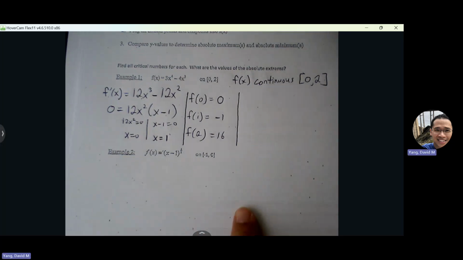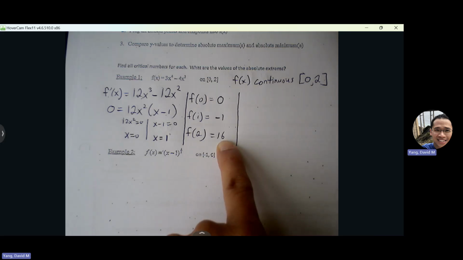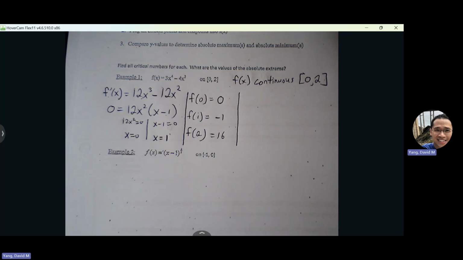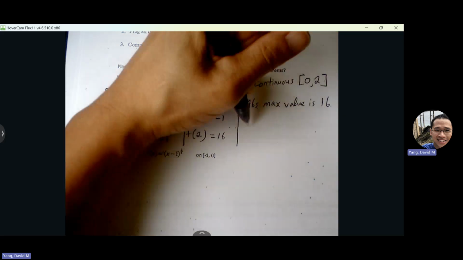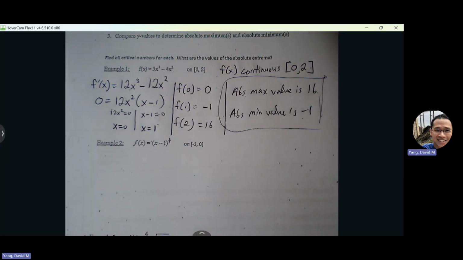What's the highest y value that you see? That's my absolute max. Lowest y value, -1, that's my absolute min. So I just want us to do this where finding absolute max, absolute min, I just want the y values. So just give me the y values, don't give me the x values. So we're going to say absolute max value is 16. Absolute min value is -1. The x value doesn't matter, so we're going to stay away from the x values. Just give me the y values.